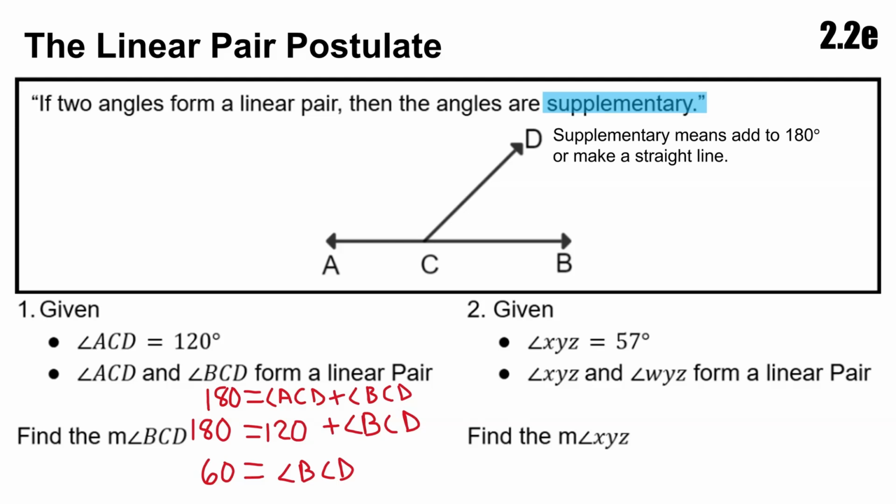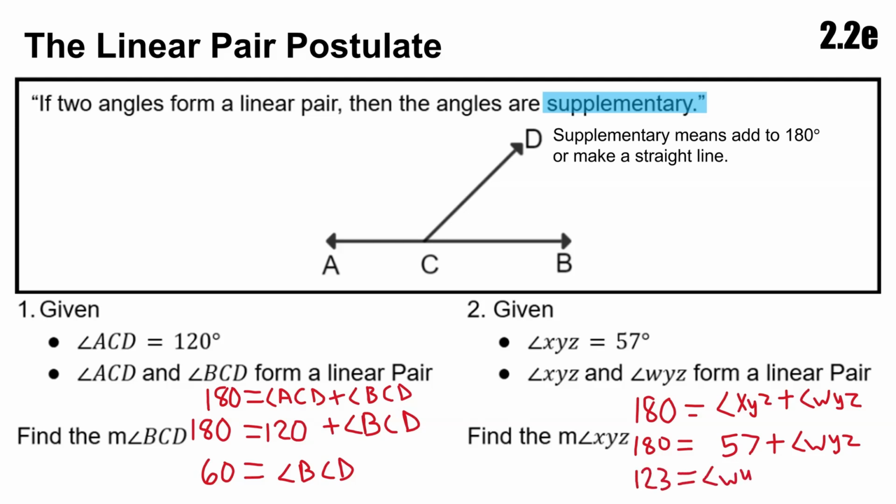In the second problem, angles XYZ and WYZ form a linear pair, and XYZ equals 57 degrees. Since they form a linear pair, both angles will add to 180. The equation will be 180 equals angle XYZ plus angle WYZ. By substitution, 180 equals 57 plus angle WYZ, and 123 equals angle WYZ.